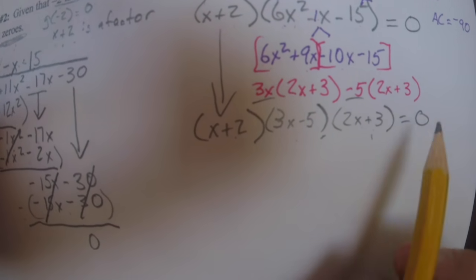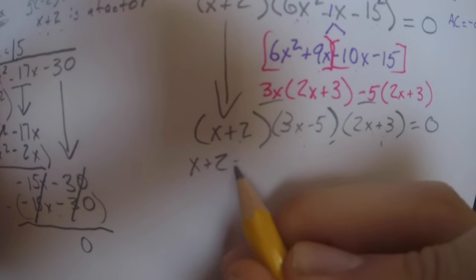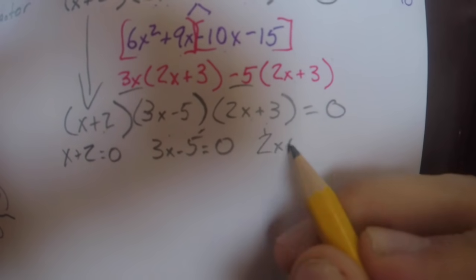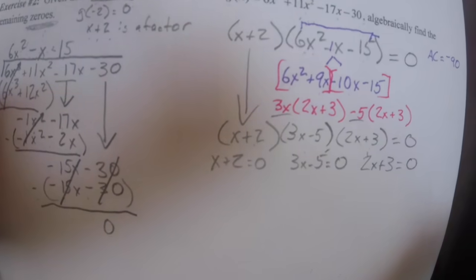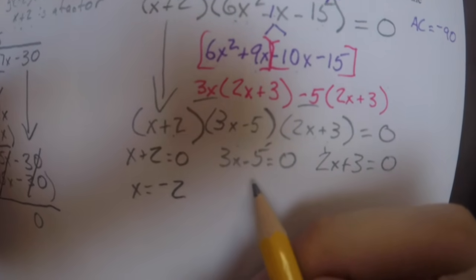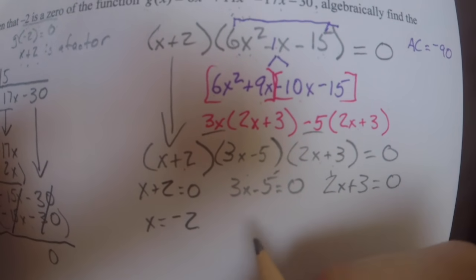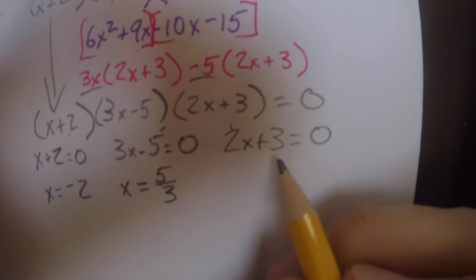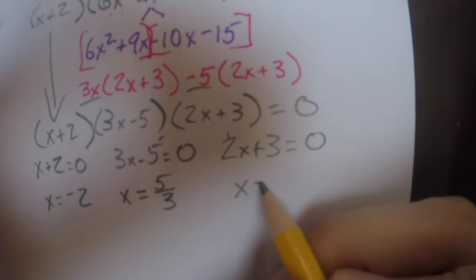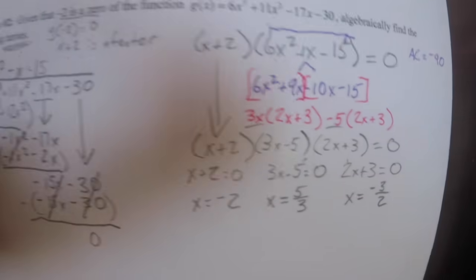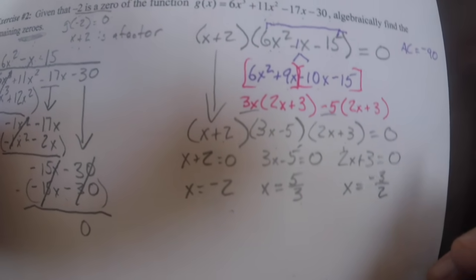But I'm not done. I have to figure out what all the zeros are. So now I'm going to take each factor and set each factor equal to 0: x plus 2 equals 0, 3x minus 5 equals 0, 2x plus 3 equals 0. All right. So x equals negative 2. If I were to add 5, divide by 3, I would get x equals 5/3. And then I would subtract 3 and divide by 2, so I get x equals negative 3/2. All right. So here's my 3 zeros.